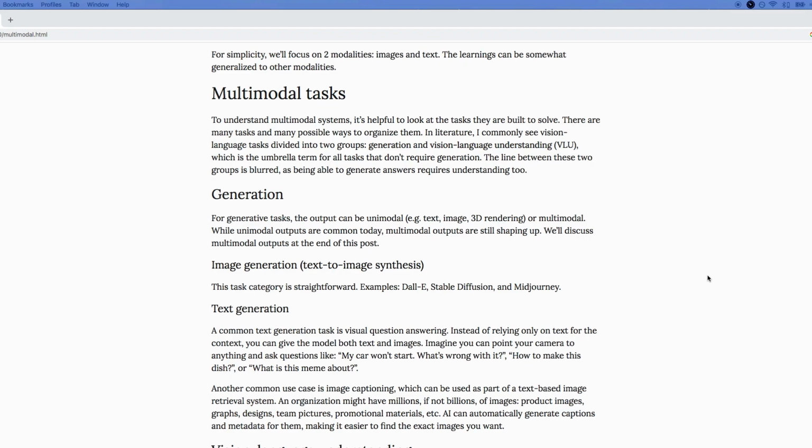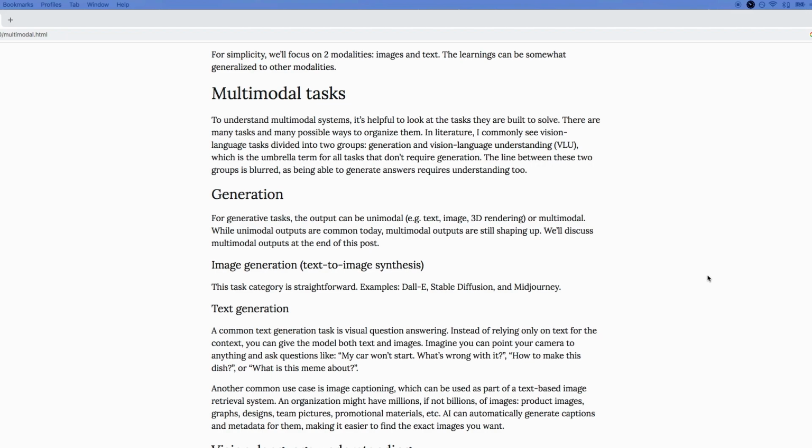Multimodal tasks. To understand multimodal systems, it's helpful to look at the tasks they are built to solve. There are many tasks and many possible ways to organize them. In literature, I commonly see vision language tasks divided into two groups: generation and vision language understanding, VLU, which is the umbrella term for all tasks that don't require generation. The line between these two groups is blurred, as being able to generate answers requires understanding too.